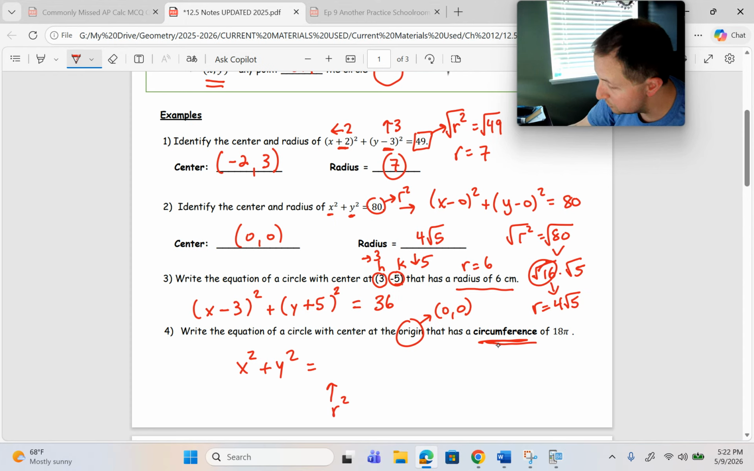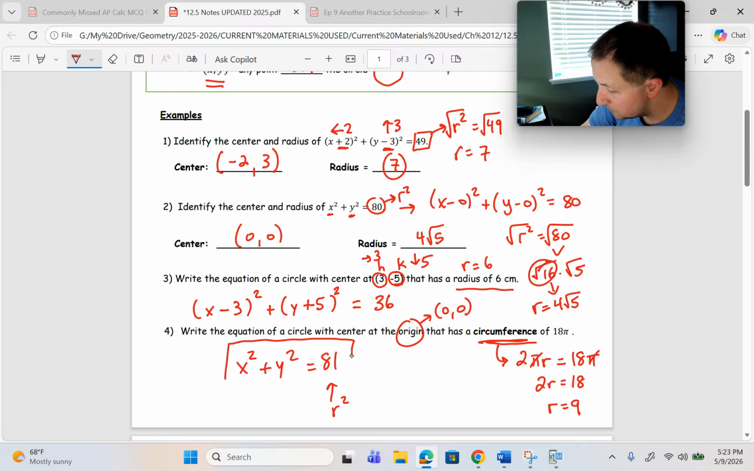Remember, your circumference formula is 2 pi r, and they're telling us that that circumference, that distance around the circle, is 18 pi. Notice there's a pi on both sides, so we can cancel out pi. We get 2r equals 18, so in other words, the radius is 9, which means the radius squared would be 81. So this is just a circle centered at the origin with a radius of 9.